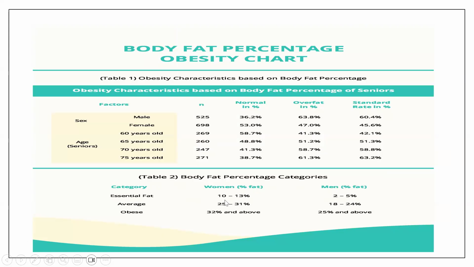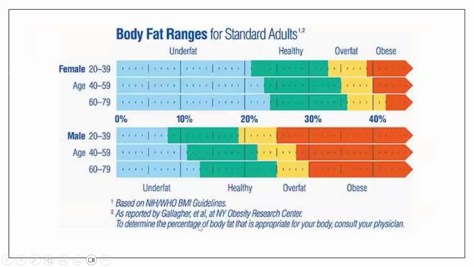On average, women have 25 to 31% fat, and men on average have 18 to 24% fat. If women have 32% fat or greater, they are considered to be obese. And if men have fat greater than 25%, then they are considered to be obese. This guideline is according to the WHO.